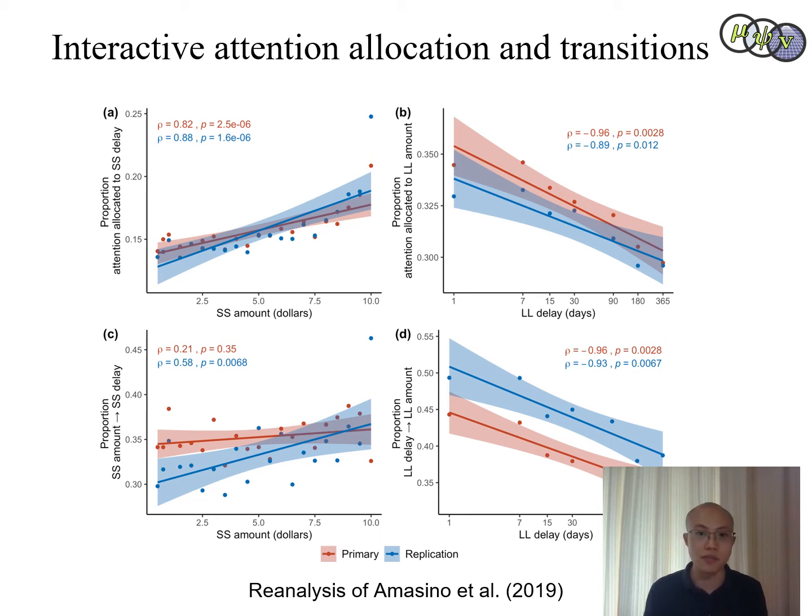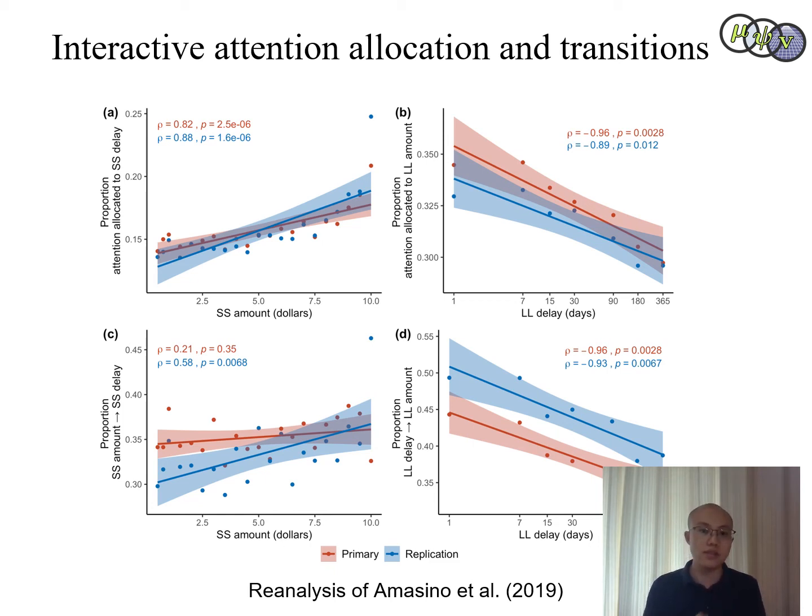And in figure B, we analyzed the tendency in the larger later option. In figure B, the x-axis is LL delay and the y-axis is the proportion of attention allocation to LL amount. We find a very strong pattern too: the attention allocated to LL amount decreases with LL delay. And the reason is that LL delay, or delay in general as an attribute, is an aversive attribute.